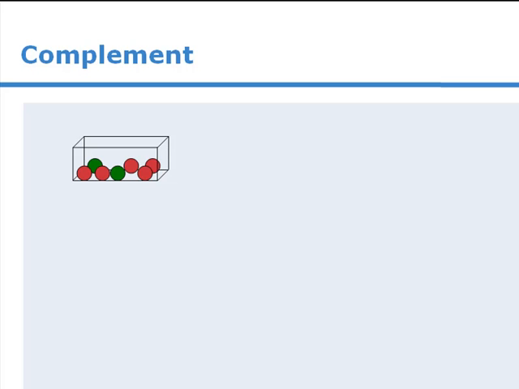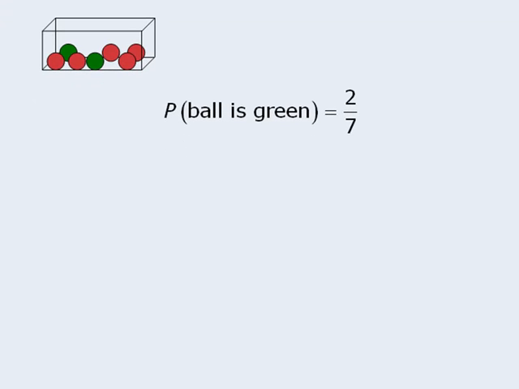Say we have a box containing 5 red balls and 2 green balls. If we randomly select one ball, the probability that the ball is green is equal to 2/7. Now, what is the probability that the selected ball is not green? Well, 5 of the 7 balls are not green, so the probability is 5/7.